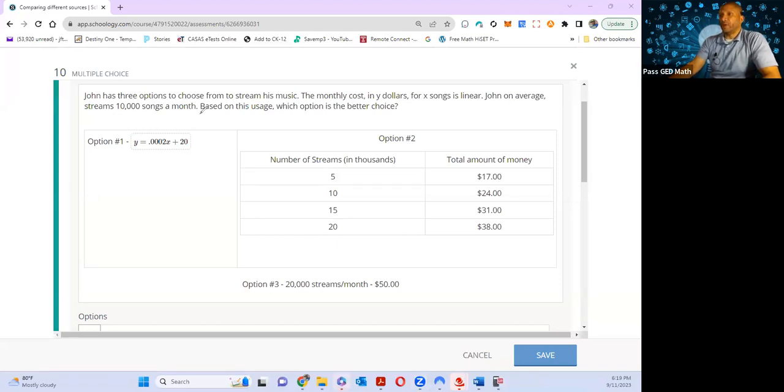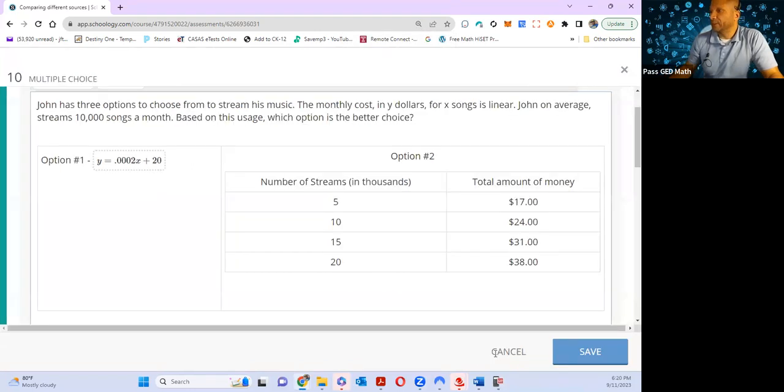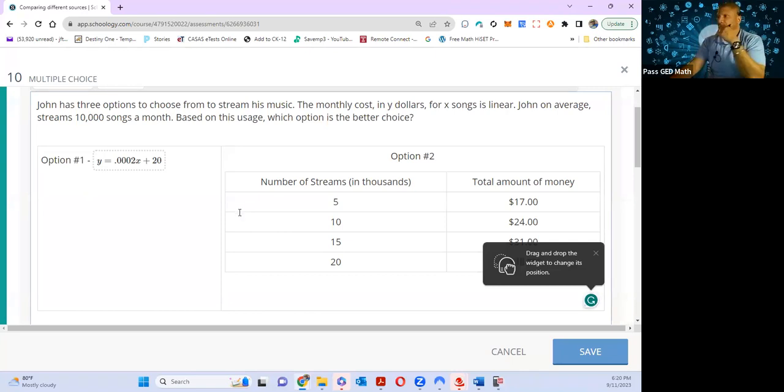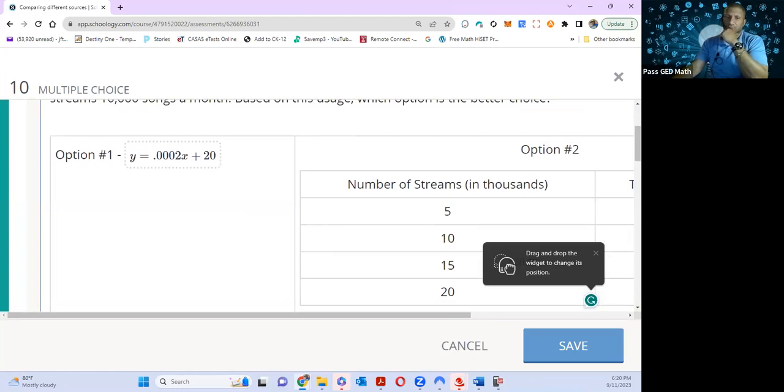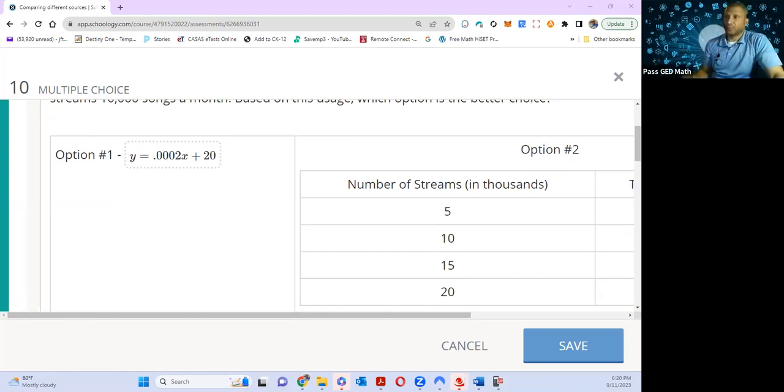So here, we have an equation, we have a table, we have a ratio. You have to be prepared to find the slope no matter what they give you. So this is easy, number one. Let me increase the zoom first so everybody can see nice and clearly. What is the slope of option one? Can anybody tell me the slope of option one?